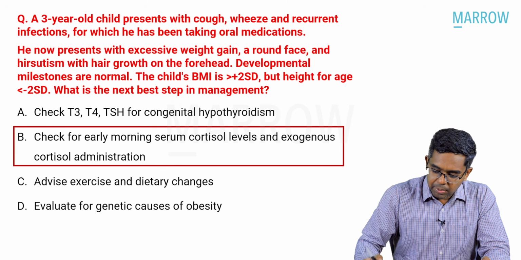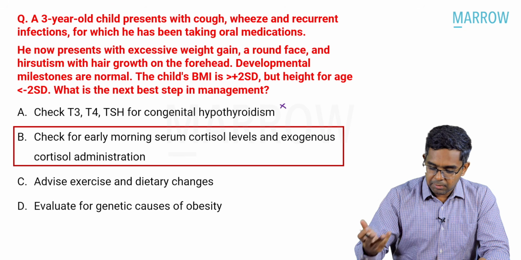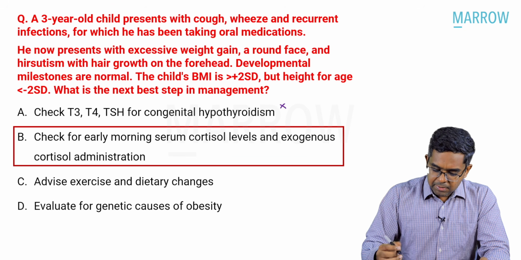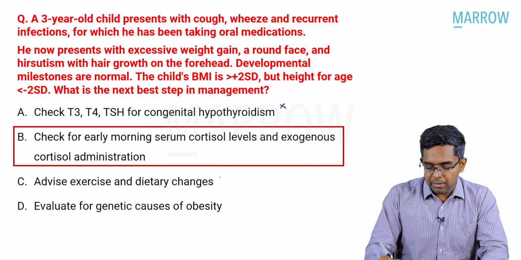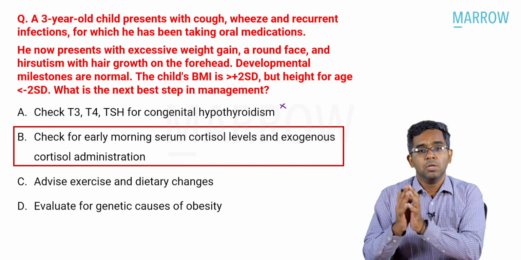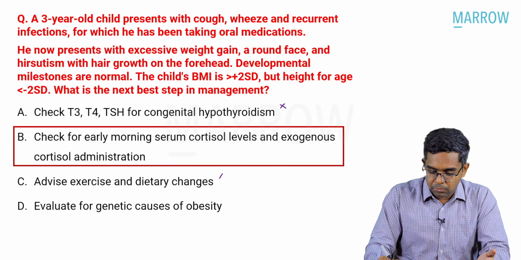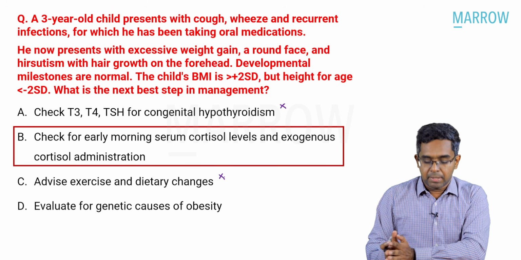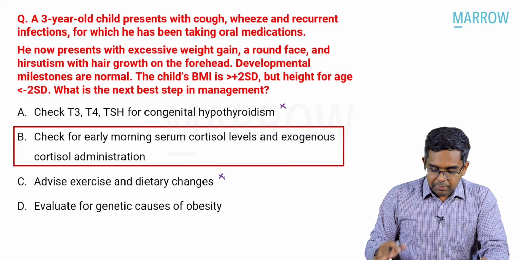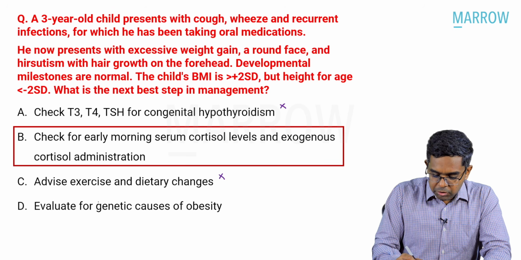Okay, it's not hypothyroidism, because no way is it suggesting the possibility of hypothyroidism. Next is advise exercise and dietary changes. If the child was only having obesity, we could say that. But there are features of Cushing syndrome, so we can't just advise diet and exercise. So that is wrong. Then evaluate for genetic cause of obesity, meaning some genetic disorders.